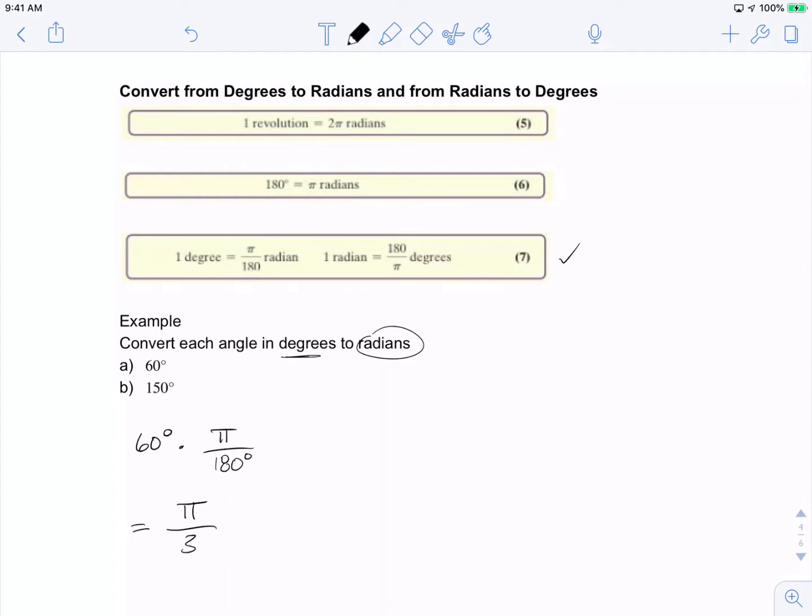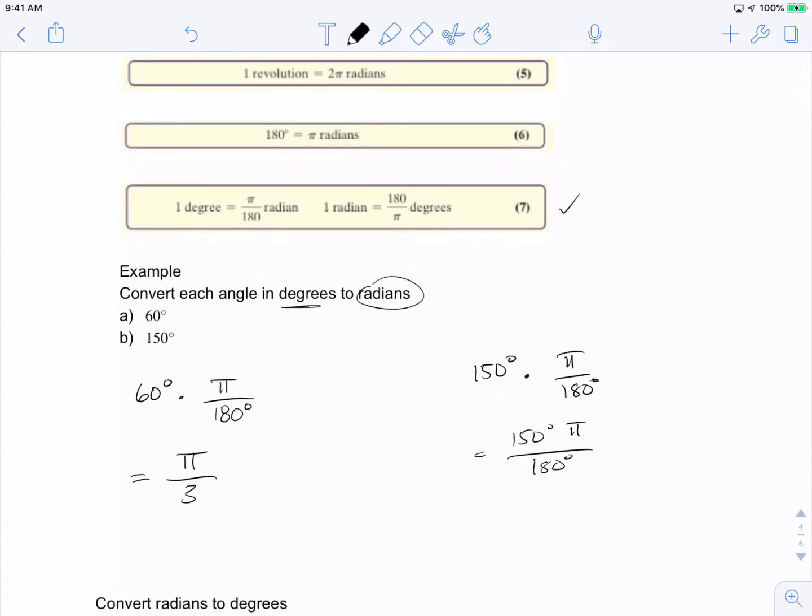For the second example, if we had 150 degrees, again, since we want radians, we're going to multiply by pi over 180. I'll show the step just so you guys can see it. This is degrees over 180 degrees. We can see that this is going to clean up also, and it's going to clean up to be 5 pi over 6. When you see pi in the numerator, that's in terms of radians.